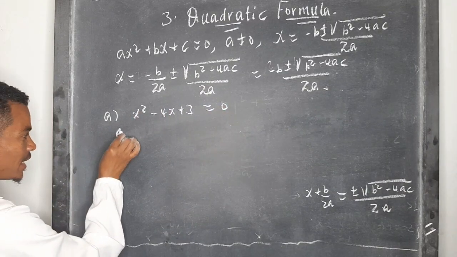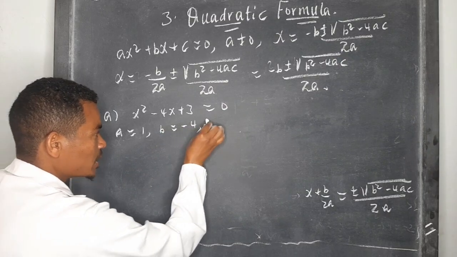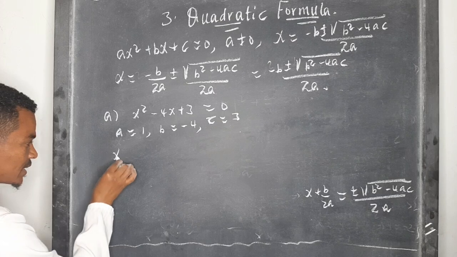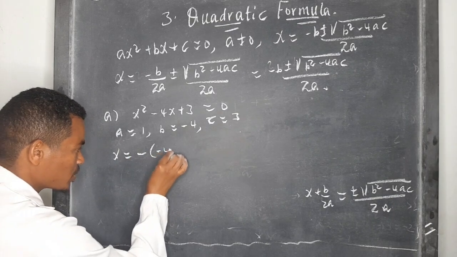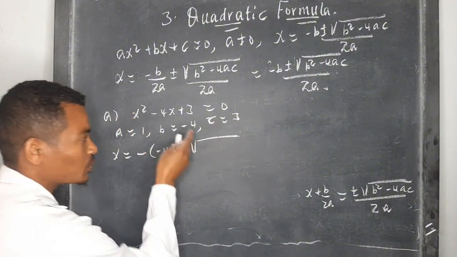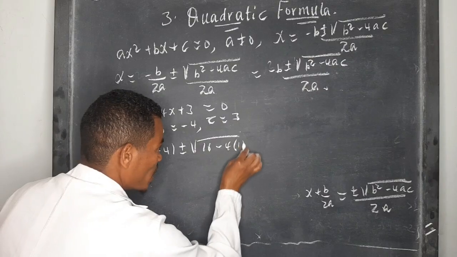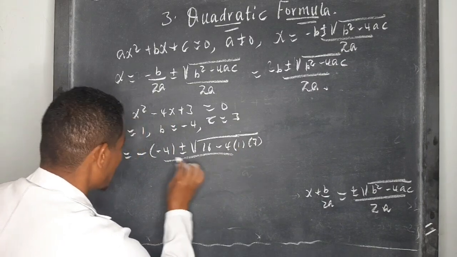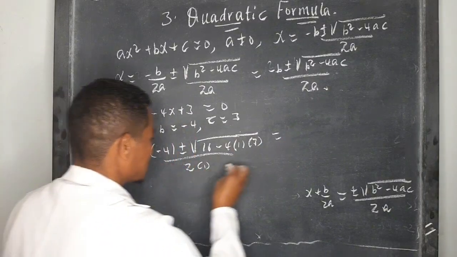Here, a is equal to 1, b is equal to negative 4, c is equal to 3. So x is equal to minus b. b is minus 4, so minus 4 plus or minus square root of b square. Minus 4 the whole square is 16, minus 4, a is 1, c is 3, over 2 times a, which is 1.